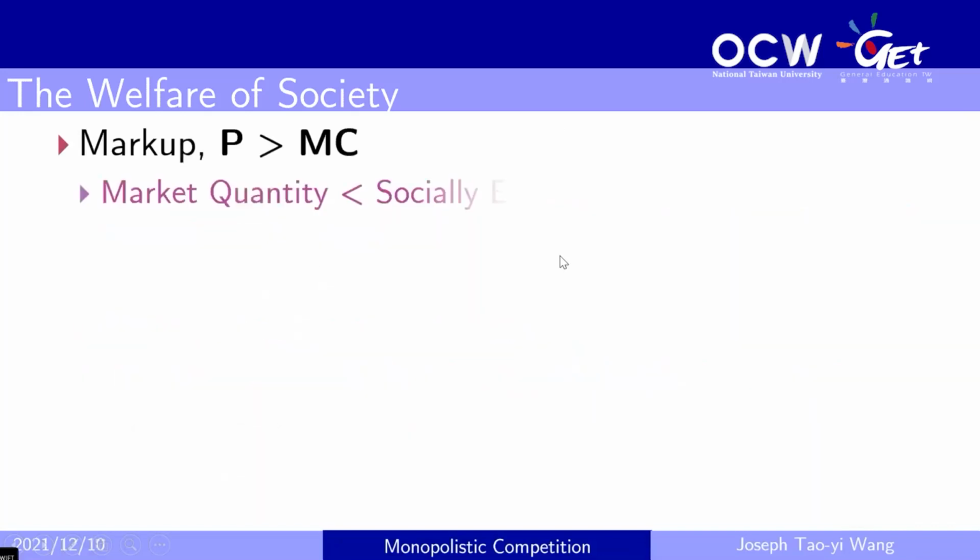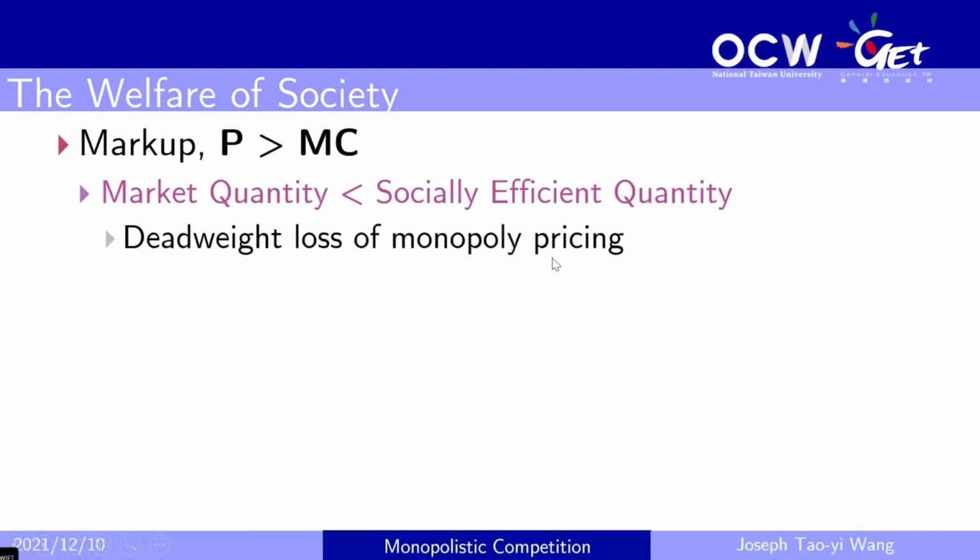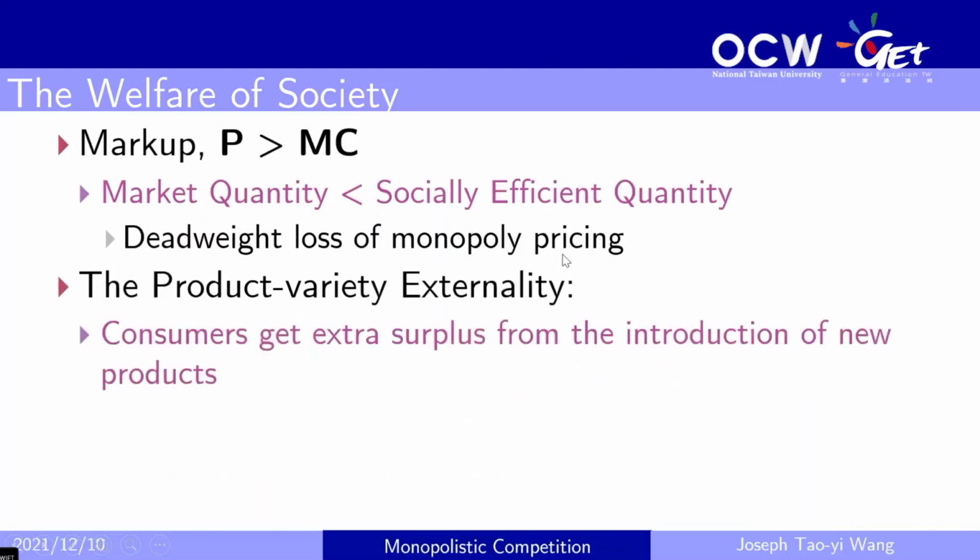Okay, so let's take a look. So we talked about markup. So there's a markup, so market quantity is lower than the socially efficient quantity. And so there's deadweight loss. So that's one problem. For product variety, it's actually good for consumers to enjoy a variety of products instead of everybody sticking to one particular kind. So there is this extra surplus for new products to be introduced to the market.